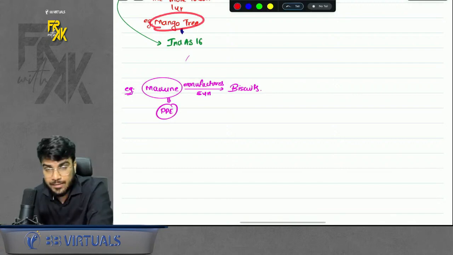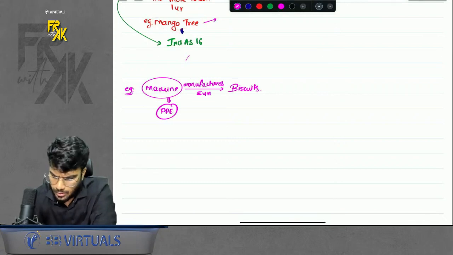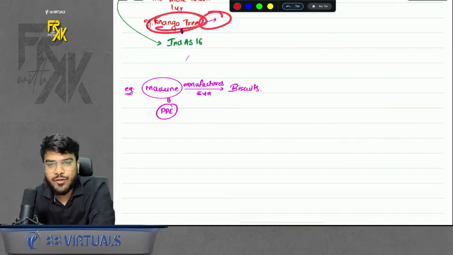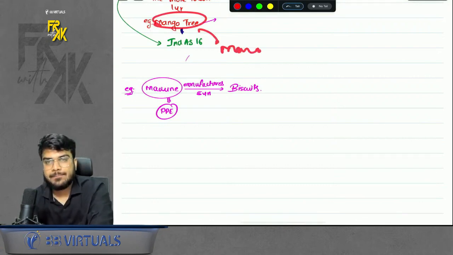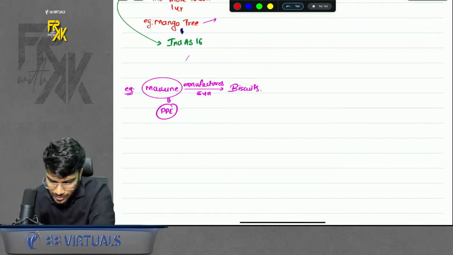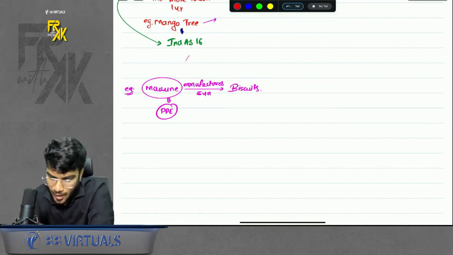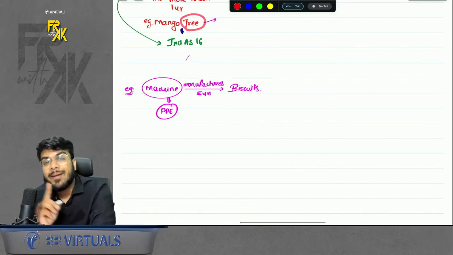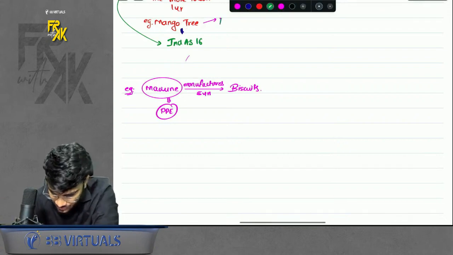Likewise, for a farmer, their mango tree is PPE. Why? Their mango tree is like a machine for a farmer. How come? Because this mango tree will give mangoes for a certain number of years, right? So for a company where the machine manufactures biscuits for a certain number of years, for a farmer, this mango tree will give mangoes for a certain number of years, right? So this is nothing but like a farmer's machine.